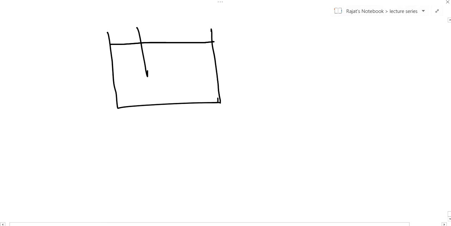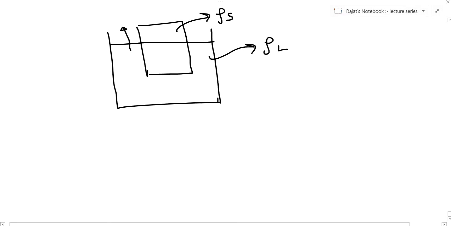So let's begin. Suppose this is a container in which the liquid is there and a solid block is floating in the liquid. The density of the liquid is rho L. The density of the solid block is rho S. The total height of the block is capital H, and the submerged part of the solid is small h. We have to find the time period for this block.